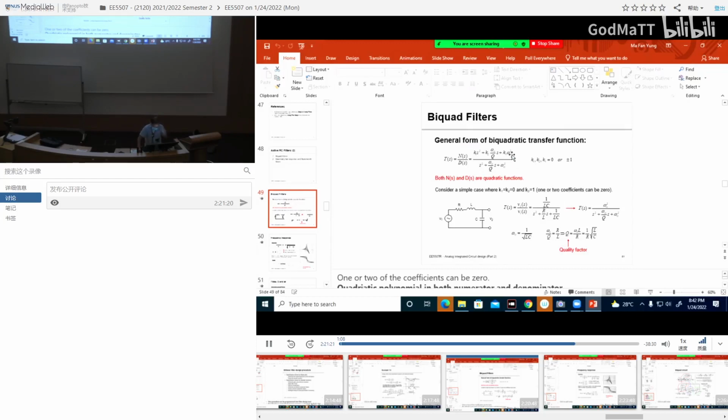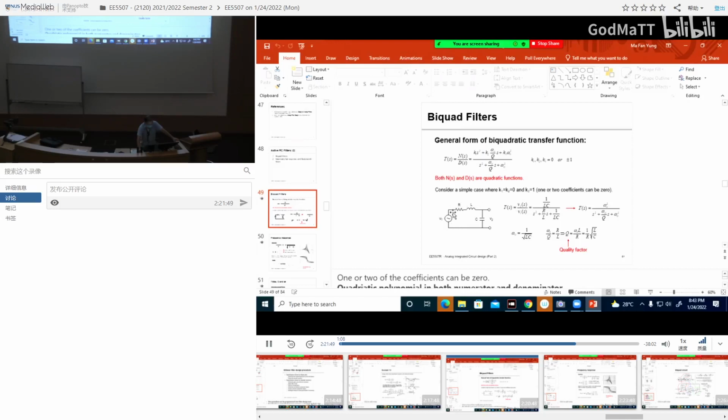Look at the parameters we have. We have different K values, we have omega 0, and then we have this thing Q, the quality factor Q. Now this is a special case of a biquad where K1, K2 equal 0, K3 equals 1. So this simplifies to this kind of circuit.